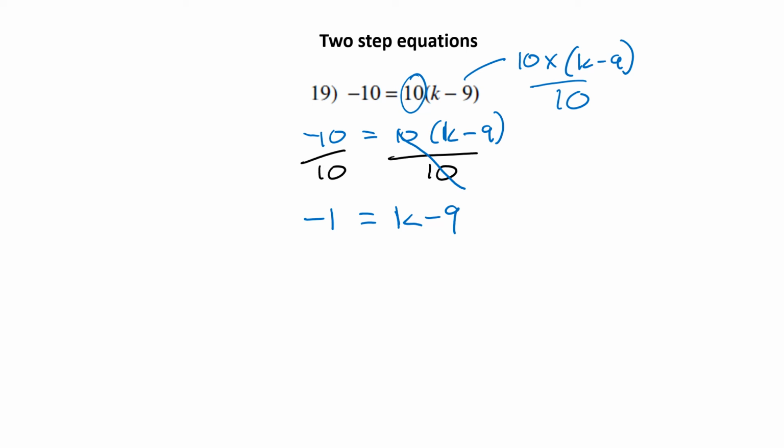Now, minus 1 equals k minus 9. What I've got is minus 9, so my inverse operation of that is plus 9, so that means plus 9 over here. That cancels out, and I get left with k equals minus 1 plus 9, which is equal to 8.